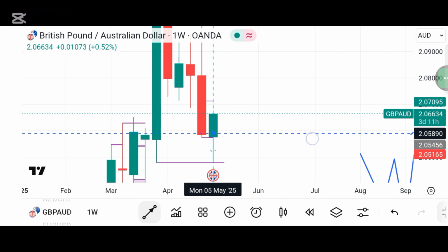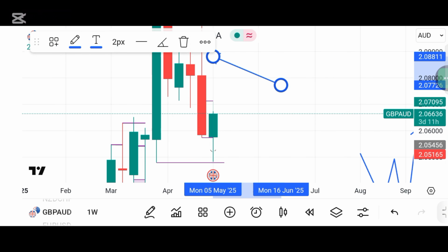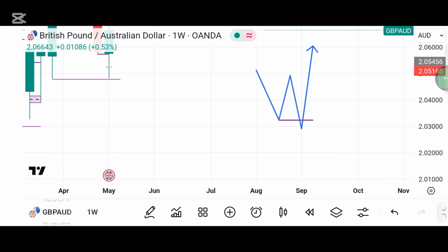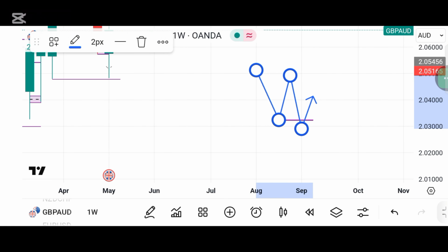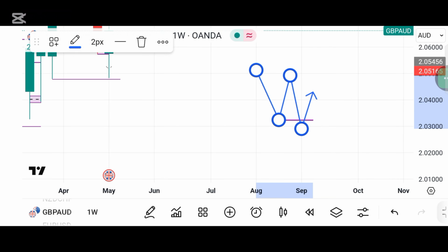Then you go to the daily time frame, because after a sweep of liquidity, you expect a retracement. And this is it here. After a sweep of liquidity, you're expecting a retracement, and this retracement is the one you want to trade. This very little retracement from this level to this level, or any level within the range, is the one you want to take part of.